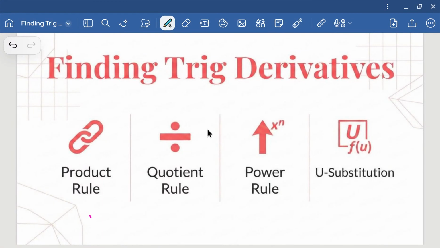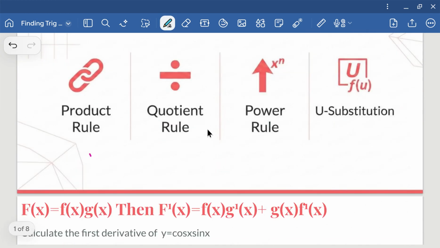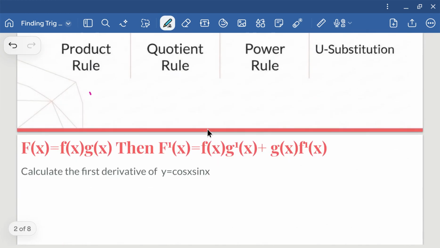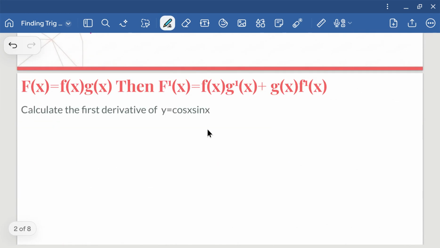Okay, so here we go, moving on to some trig derivatives that are a little bit more challenging, where you'll have to use the product rule, the quotient rule, the power rule, some u substitution, or even maybe the chain rule. So here's our first example where we're going to have to use the product rule.